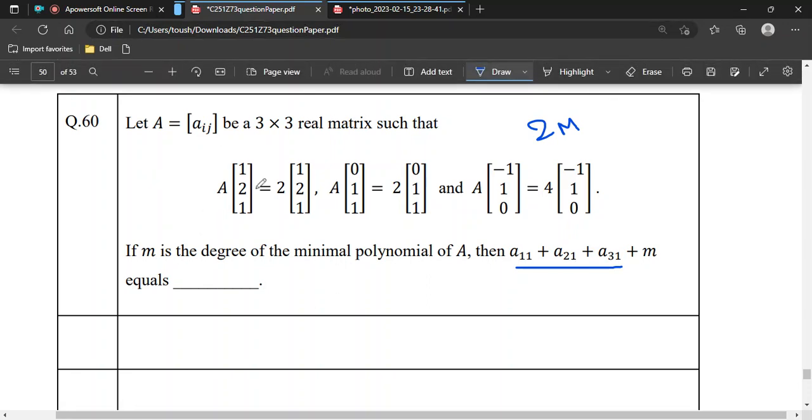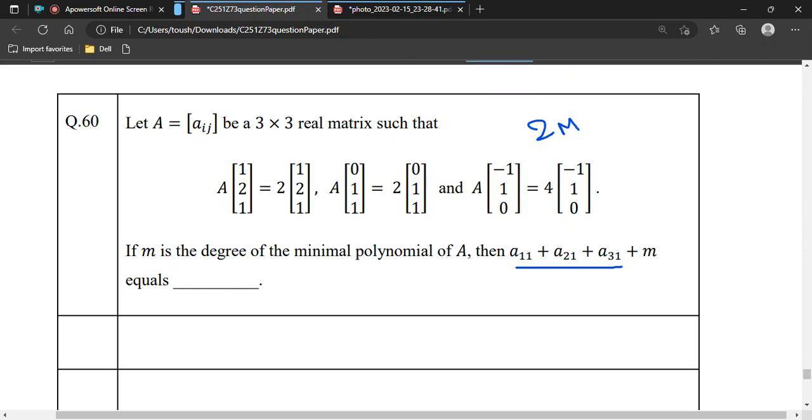See the question given in the form of Ax equal to lambda x. See these three equations, all are in the form Ax equal to lambda x, right? So that means they have given the eigenvalues and the eigenvectors. So what are the eigenvalues? 2, 2 and 4 are the eigenvalues of A. And what is the geometric multiplicity of those eigenvalues?